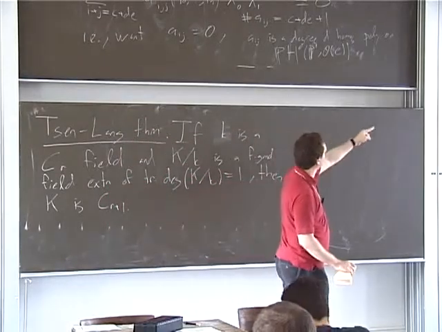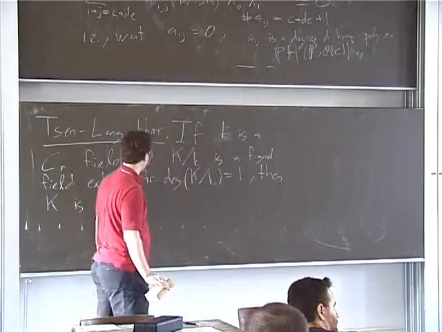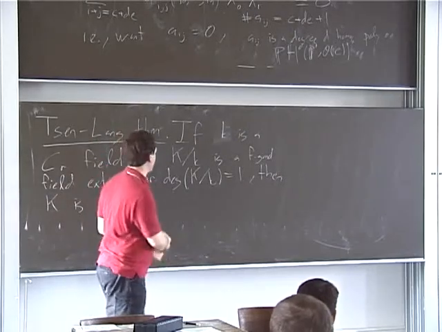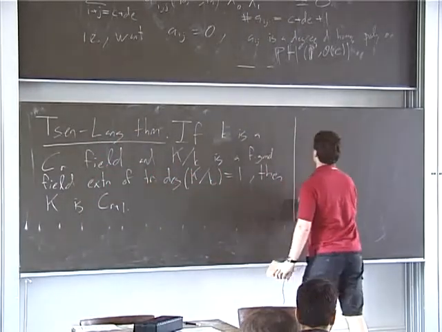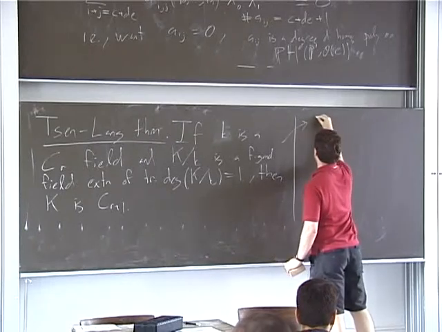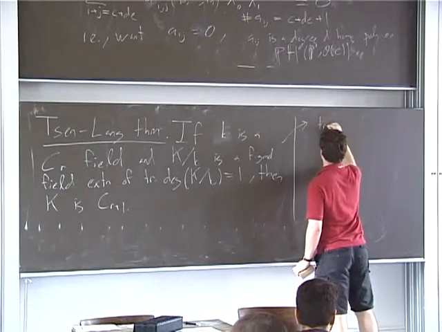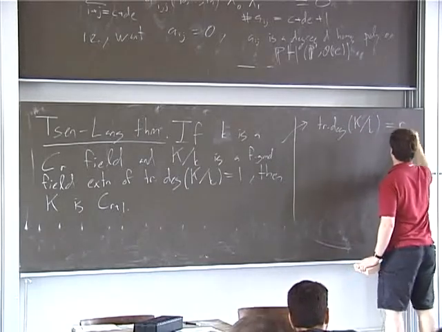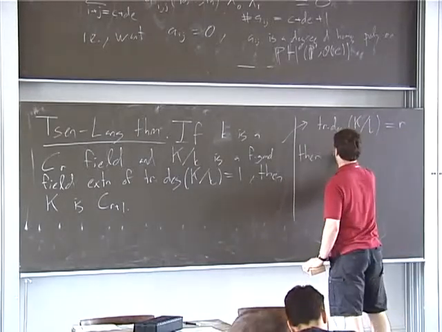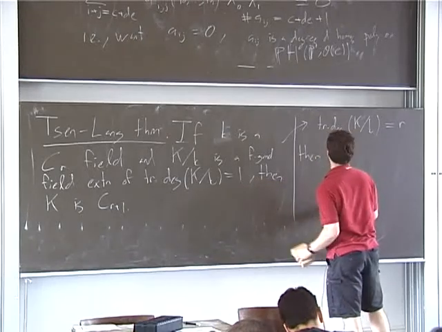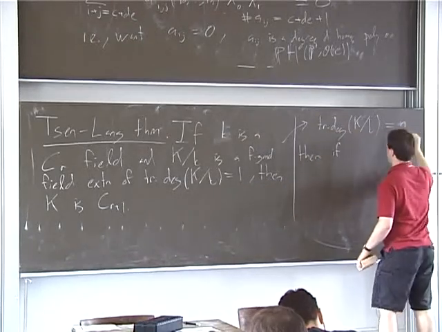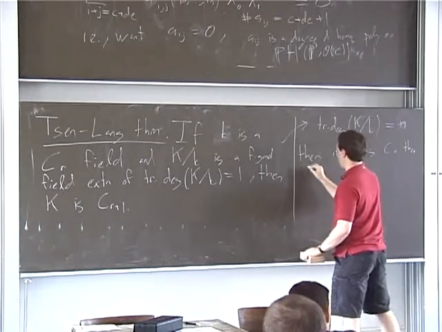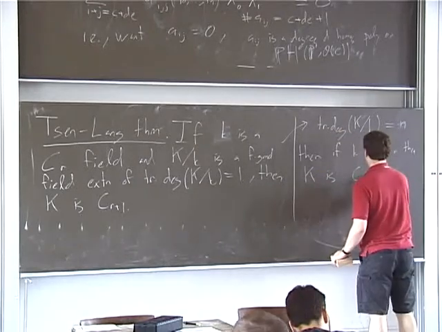And then Tsen's theorem says, well, if you have a function field over an algebraically closed field, then K is C1. So that is a particular instance of this. But then you can just keep iterating this, and what you conclude is that, with the same hypotheses but transcendence degree equal to n, then if little k is C_R, then capital K is C_{R+n}.